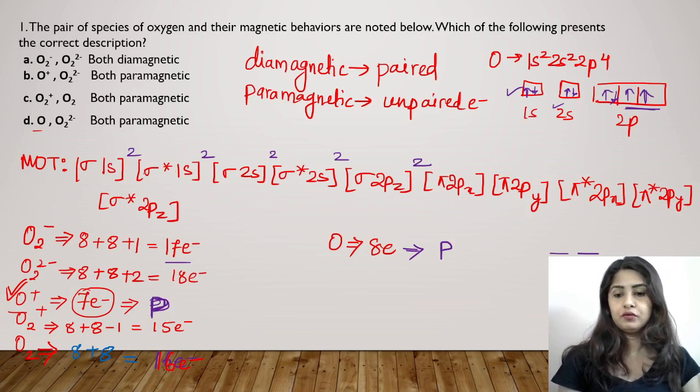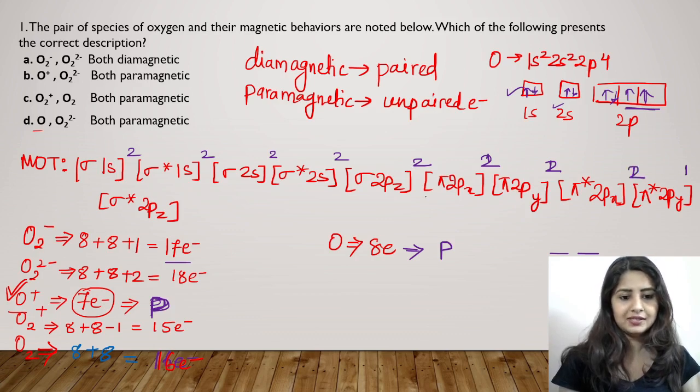So how many electrons have we filled? 2, 4, 5, 6, 7, 8, 9, 10, 11 and then 12, right? Then 13, then 14, right? And then comes 15, then 16 and then 17. So yes, in pi star 2py we have one extra electron, which makes it paramagnetic.